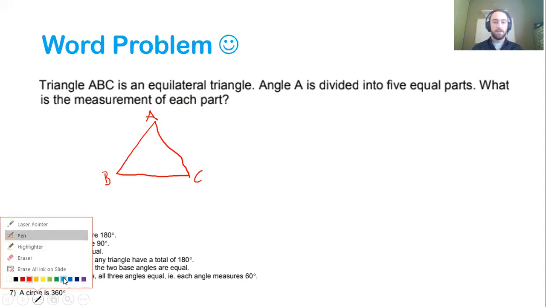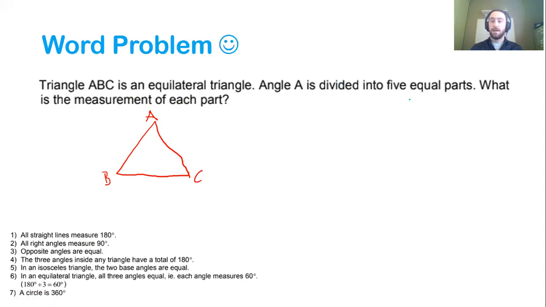Now the question says, angle A is divided into 5 equal parts. So angle A is divided into 5 equal parts: 1, 2, 3, 4, 5 equal parts. So what do we know about equilateral triangles? Again, if we go to our rules, in an equilateral triangle, all 3 angles are equal to 60. So angle A is equal to 60. Angle B is equal to 60 degrees. And angle C is also equal to 60 degrees.